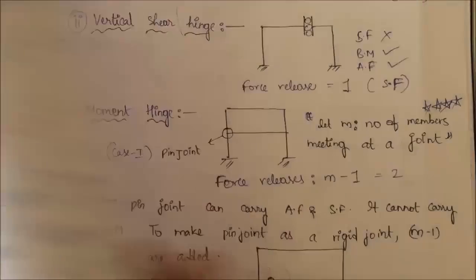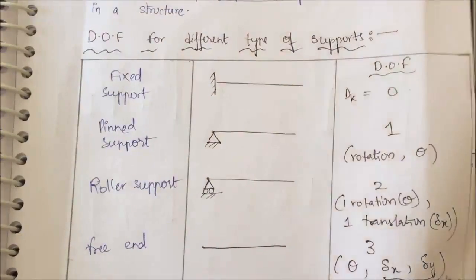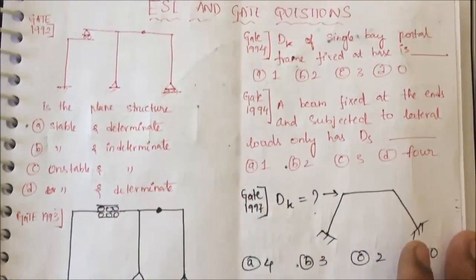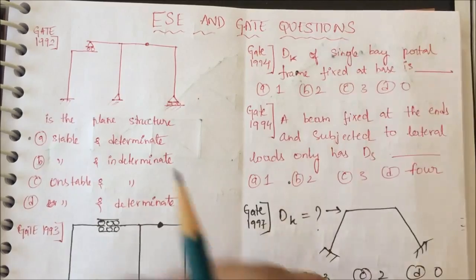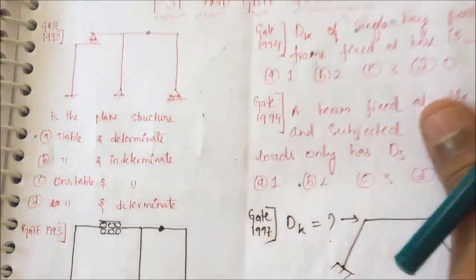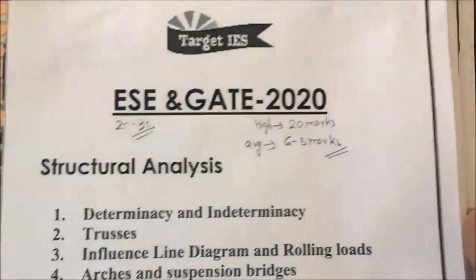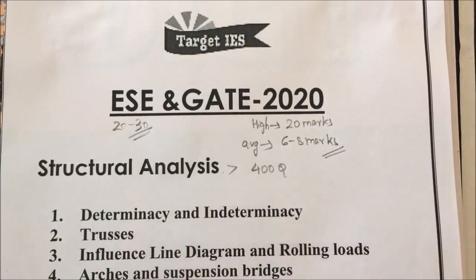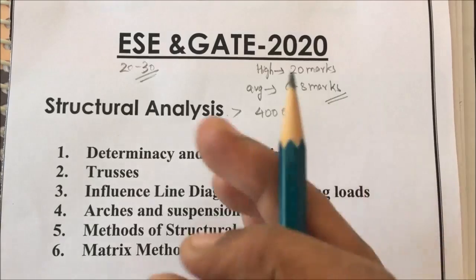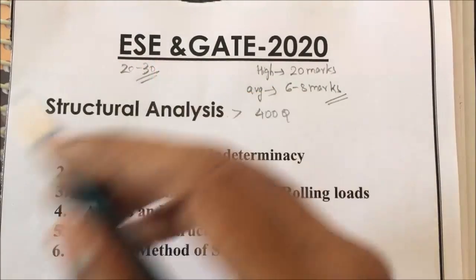And at the end of each and every chapter, just as we did with fluid mechanics, we will do previous ESE and GATE questions also. All the important GATE questions and ESE questions we will be solving. At the same time we will be solving a lot of questions within the chapter itself. I am solving more than 400 to 500 questions, at least 400 in structural analysis. After doing this many questions, there is no chance you will be skipping any question, whether it is of GATE, ESE or any state PSC exam.